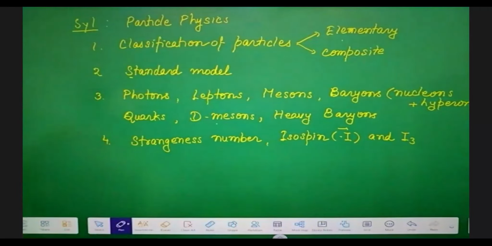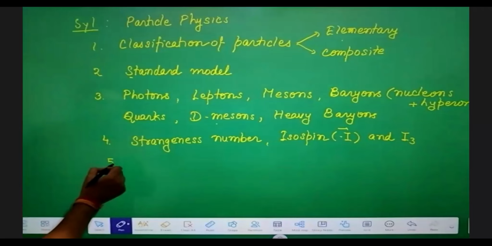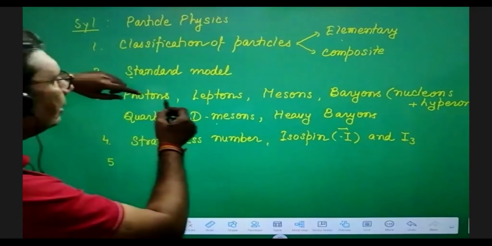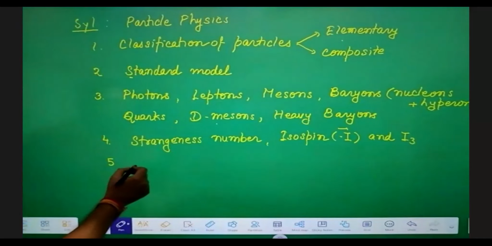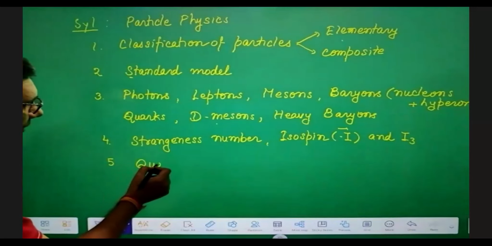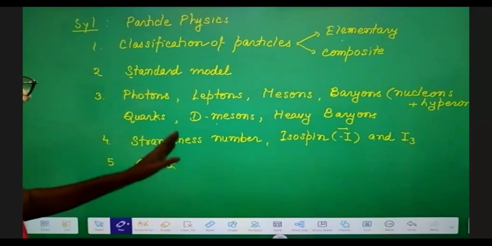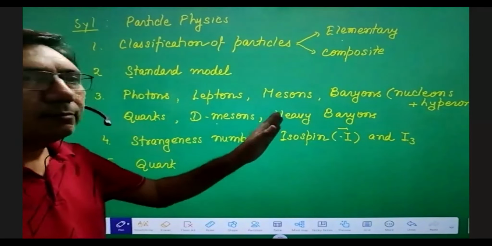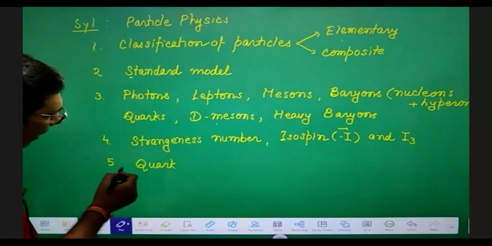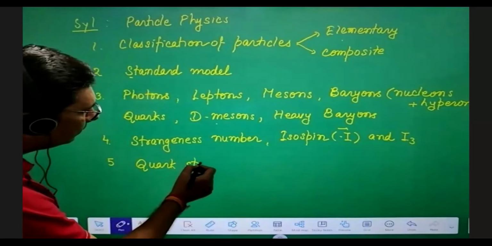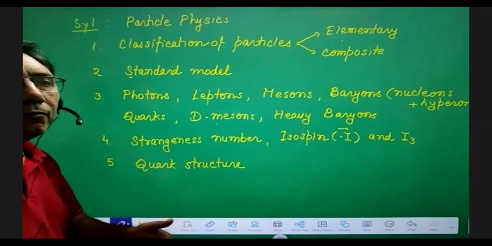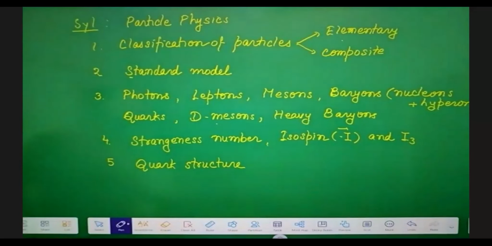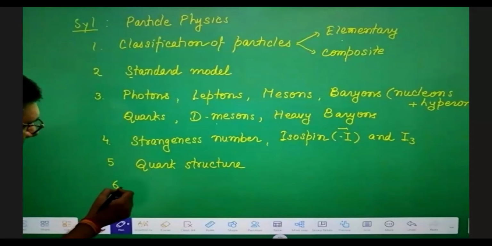I3 will be there. After defining these numbers, isospin and strangeness number, I will discuss how to write the internal structure of these mesons, baryons, heavy baryons, and D mesons. Okay, quark structure. We call it quark structure. All the properties of quarks I'm going to discuss here now on the basis of these numbers and other aspects. Basically, I will discuss quark structure. There is one more way of classifying the particles that is called the eightfold way.